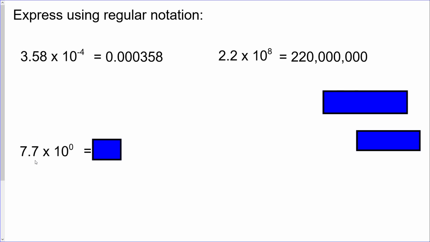So 7.7 times 10 to the 0. This is a bit of a trick. Anyone tell me what 10 to the 0 is? Yes, Mr. Shirley, we all can. All right, so remember, anything to the exponent 0 is equal to 1. So our answer is just 7.7. It's a bit of a trick question.